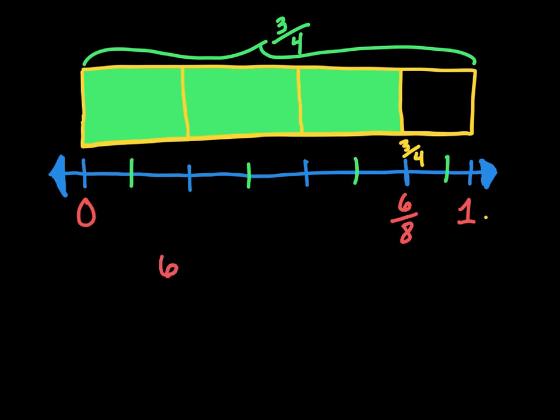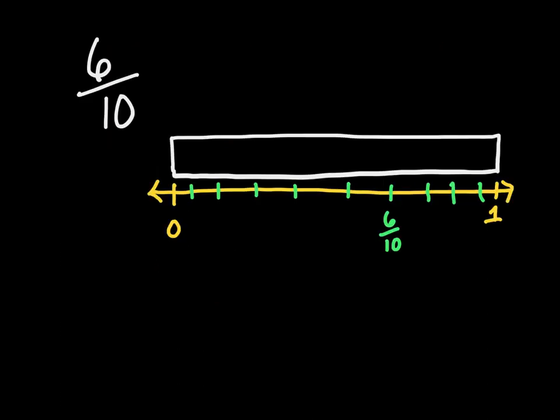But watch, if we take 6/8, we can divide the top and the bottom by 2 to get 3 in the numerator and 4 in the denominator, which is right there, 3/4. So 6/8 and 3/4 are equivalent fractions. All right, and our next one is 6/10. Using this tape diagram, we're showing that 6/10 is on that number line. And we used our tick marks to set it up, and there is 6/10.